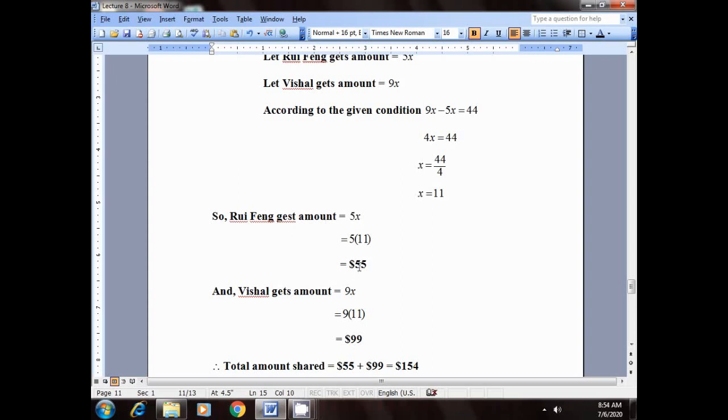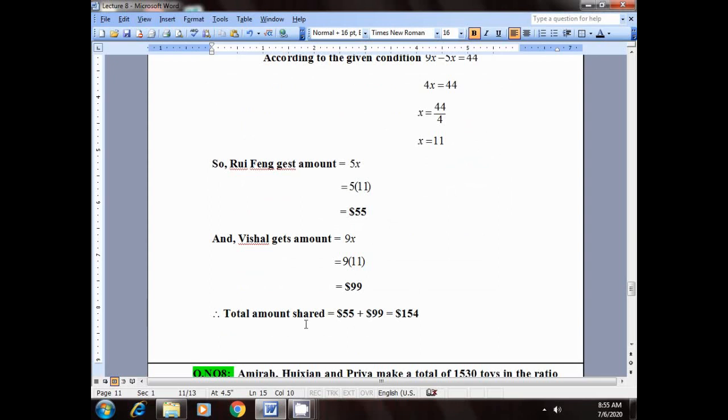So now we can easily find the total amount which was shared between these two boys, and that is $55, the amount of Ruifang, plus $99, the amount of Vishal, and their sum is $154. So the total amount was $154. Out of $154, $55 and $99 were shared between the two boys.